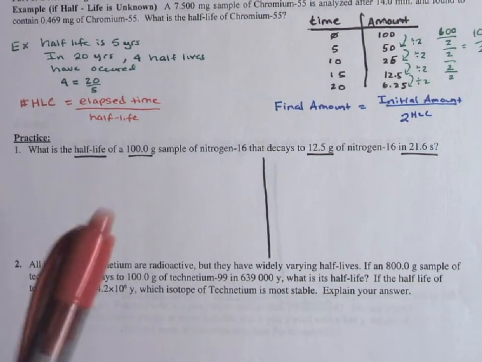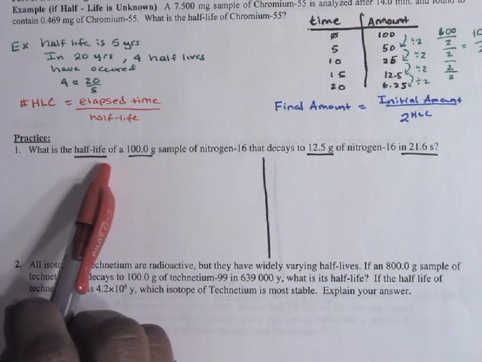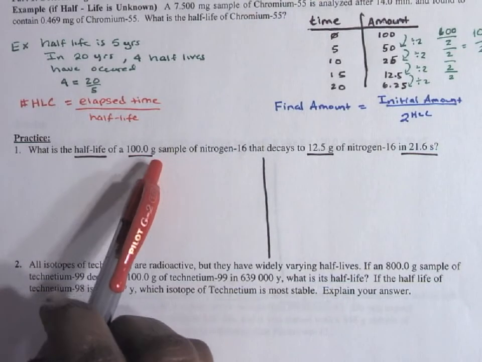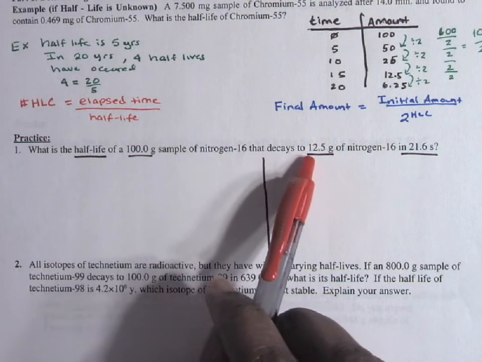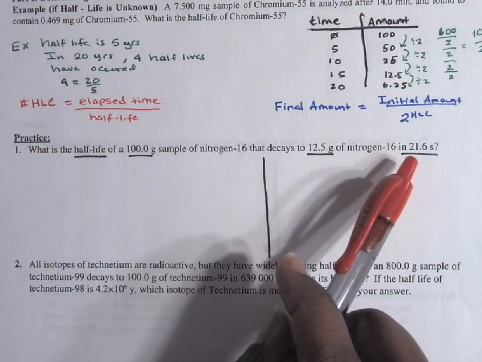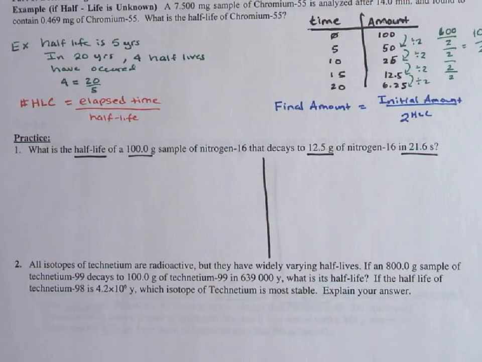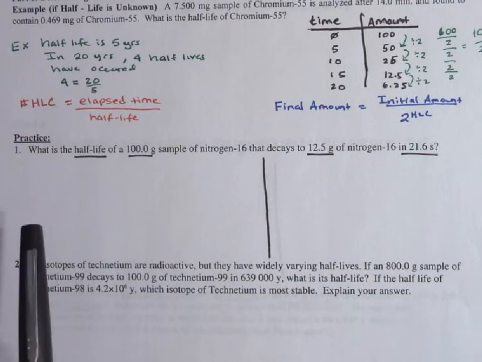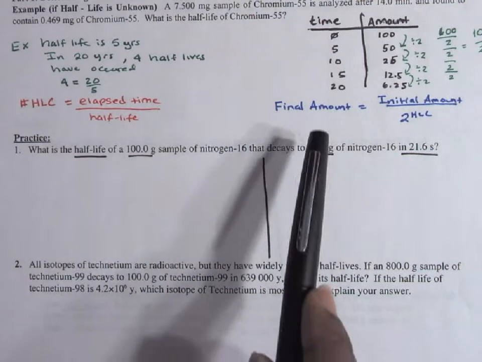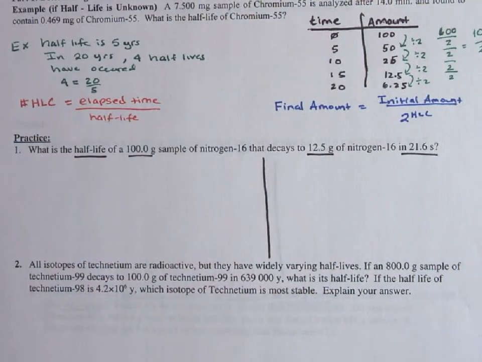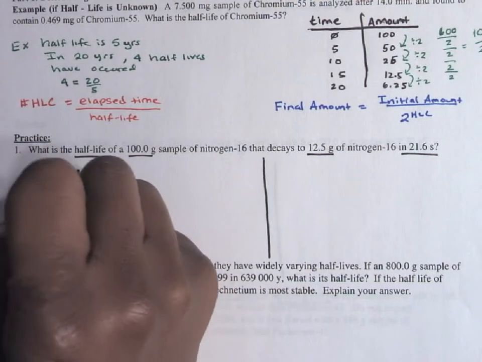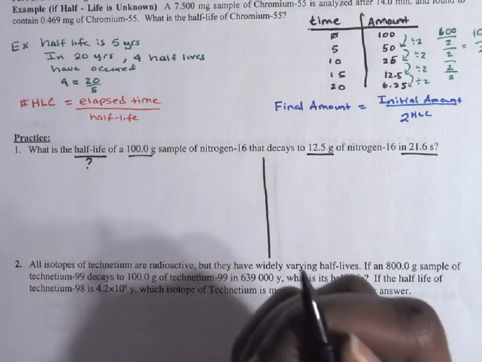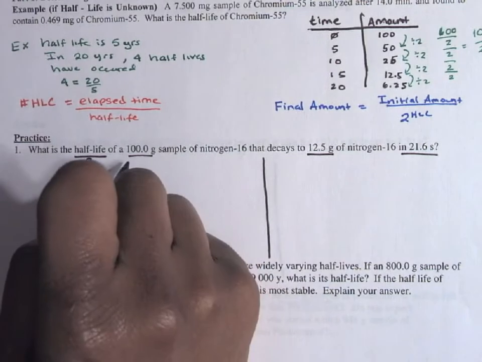All right, so the problem is, what is the half-life of a 100 gram sample of nitrogen-16 that decays to 12.5 grams of nitrogen-16 in 21.6 seconds? What I want you to do is, first, for all the information that I've underlined, identify what it is. Is it the elapsed time, half-life, final amount, initial amount? Okay, so the thing that we're looking for here is the half-life. So I'm going to put a question mark under that. That's our unknown.